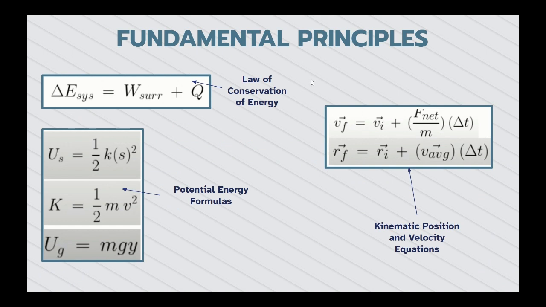The fundamental principles that we're going to be using are the law of conservation of energy, which is pretty much that the change of the energy of the system is the work done by the surroundings, plus Q. And Q is not essential here because we're not going to be discussing it. So we're going to conclude that the change of energy is zero, and we're going to later discuss that more. But the potential energy formulas are these, and this is the kinetic energy formula, but these are the potential energy formulas we're going to be using. And we're going to be using also the kinematic position and velocity equations, as our object is moving and we're going to be tracking its position.